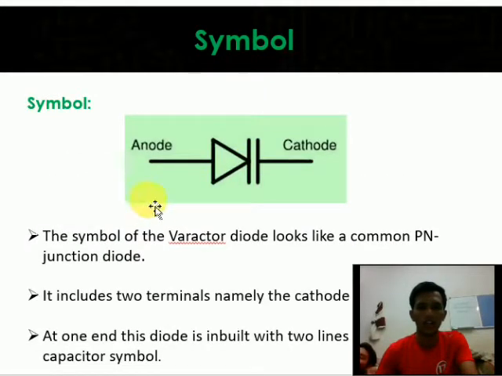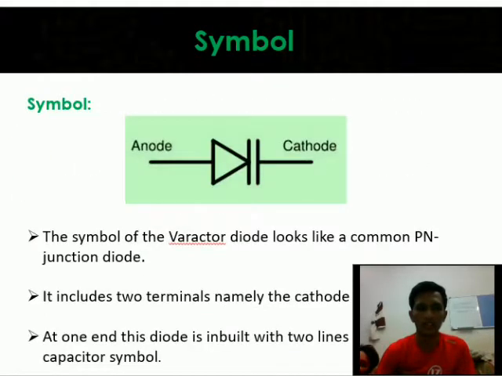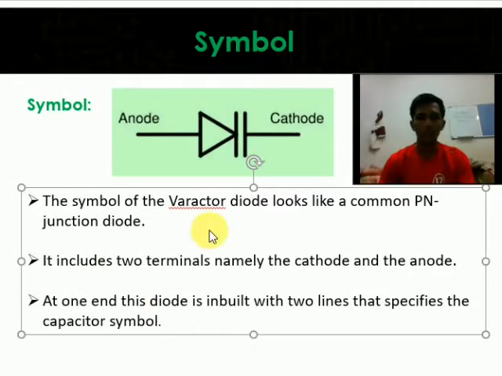This is the symbol of the Varicap diode or Varactor diode. The symbol is like a common PN junction, but the difference is the diode is built with two lines that specify the capacitor symbol.